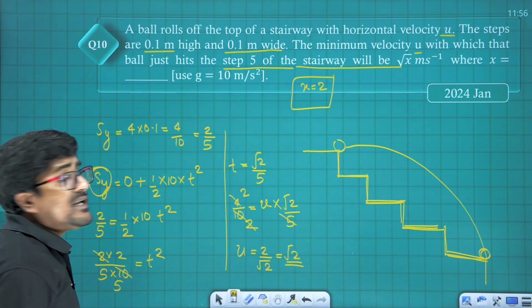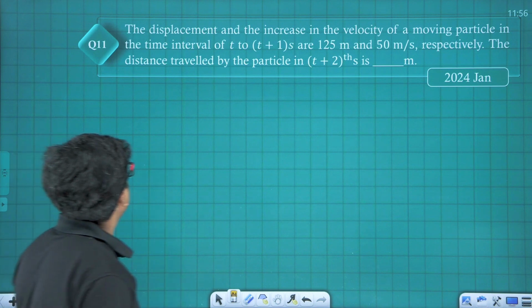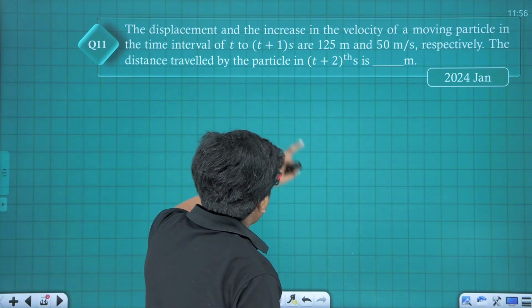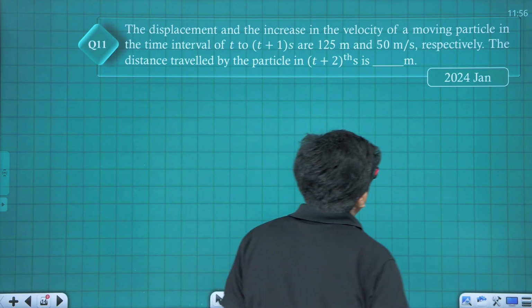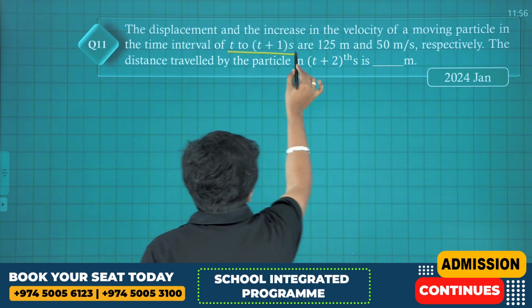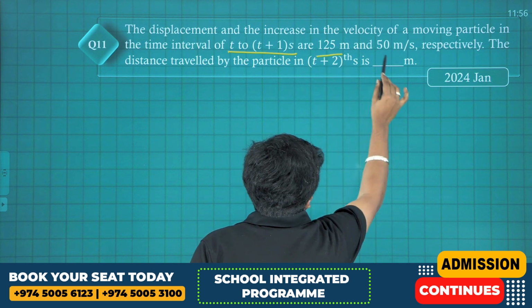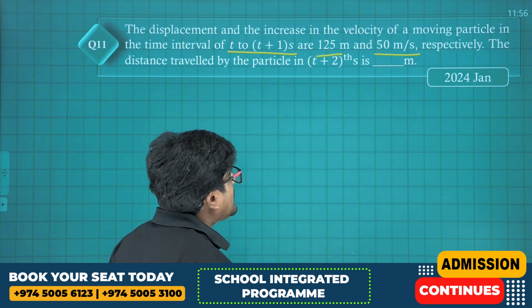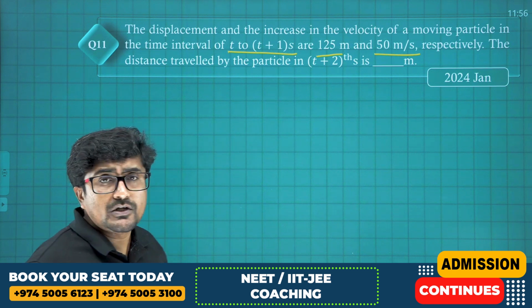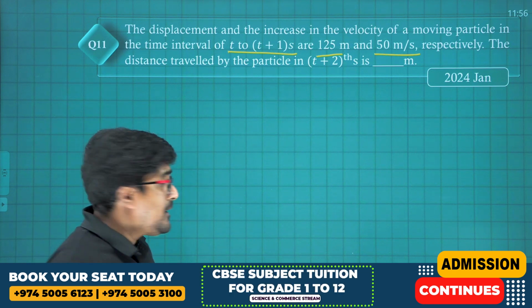Fine. Now let's move to the next. That is question number 11. Question says the displacement and the increase in velocity of a moving particle in the time interval of t to t plus 1 second are 125 meter and 50 meter per second respectively. Then the distance travelled by the particle in t plus 2 second is.